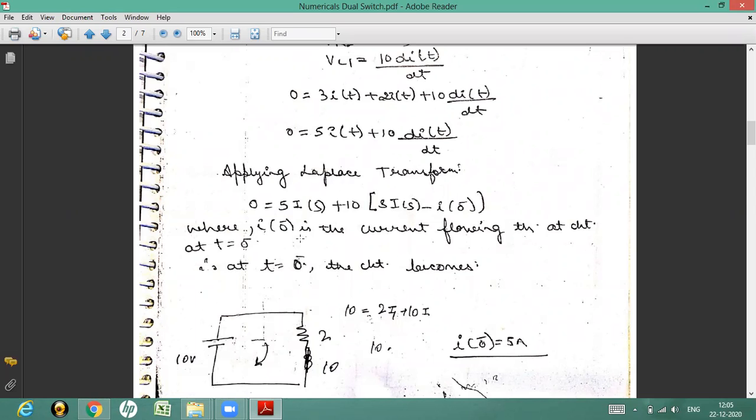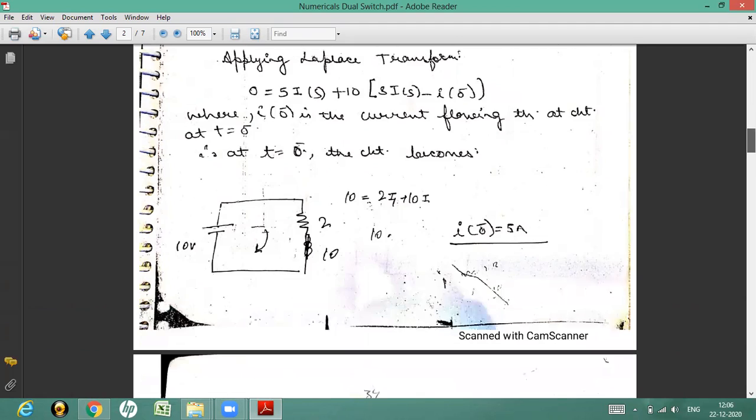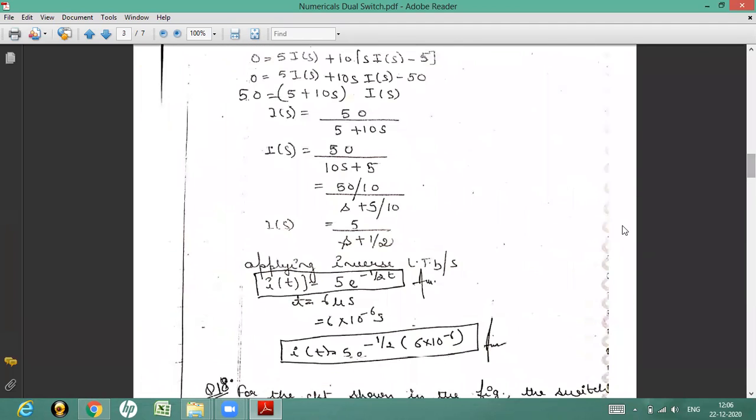Okay, so at t is equal to 0 minus, what will happen? The switch is at position A, and when the switch is at position A, or you can say at the initial condition, the inductor is replaced by a short circuit. And now when the inductor is replaced by a short circuit, we have to calculate the current through the short circuit terminal. So the circuit looks like this. So here I is equal to V by R, that is 10 by 2 is equal to 5 ampere. I can substitute this value of 5 ampere, and we can get the results.